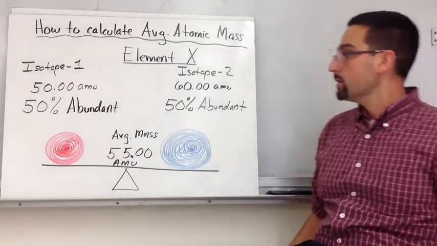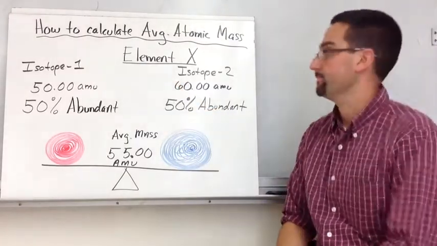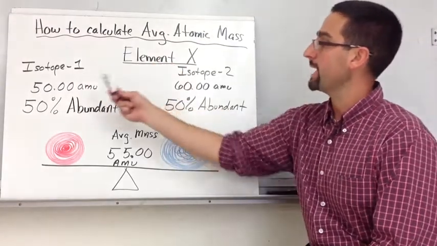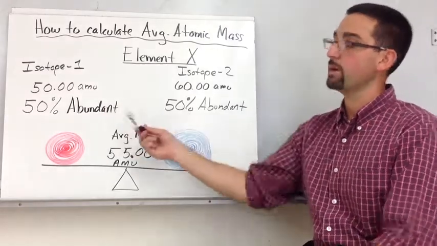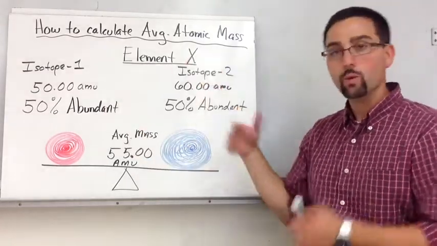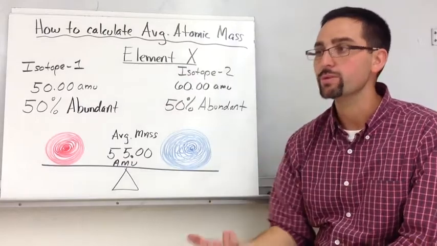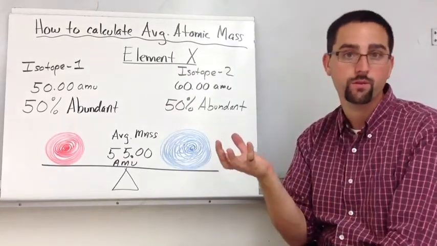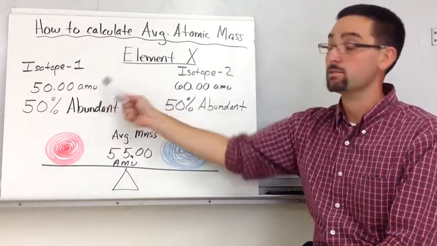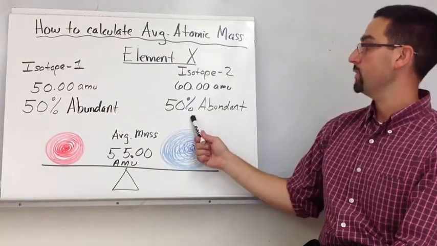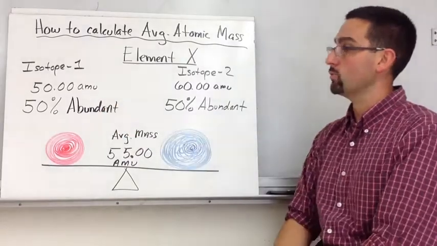Isotopes come in different abundances, right? So for example, if we have element X, a generic element, let's say that element X has two isotopes, 1 and 2, and they're both 50% abundant. So what that means is, if I randomly sampled element X, and I could pick up those atoms and count each one of them, half of them, 50% of them, would be isotope 1, which has a mass of 50 AMUs, and the other 50% would be isotope 2, which is heavier than isotope 1, right?